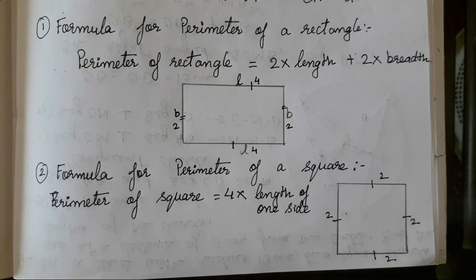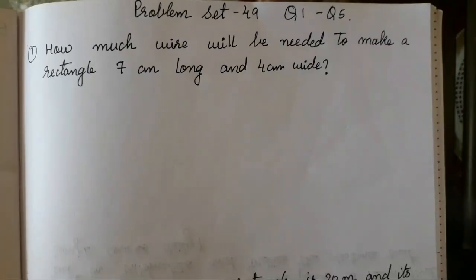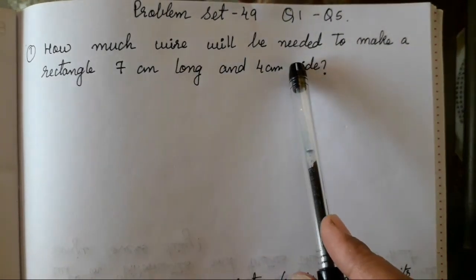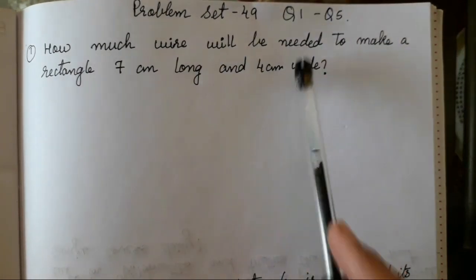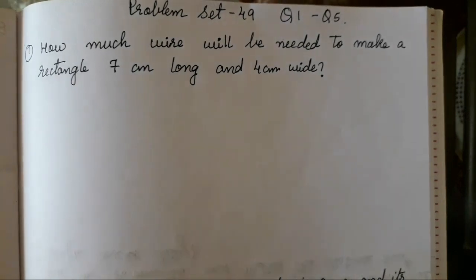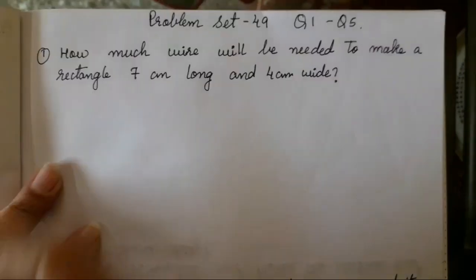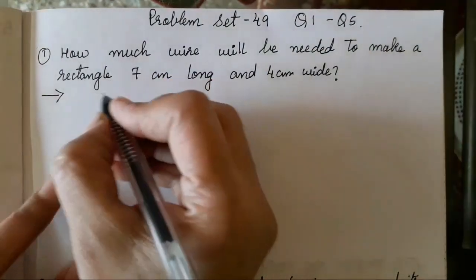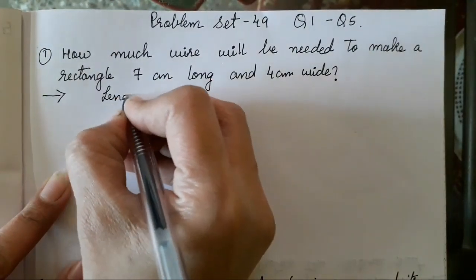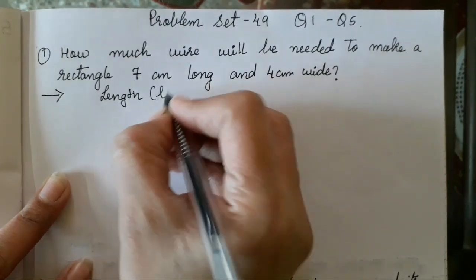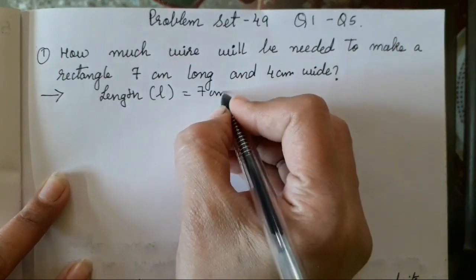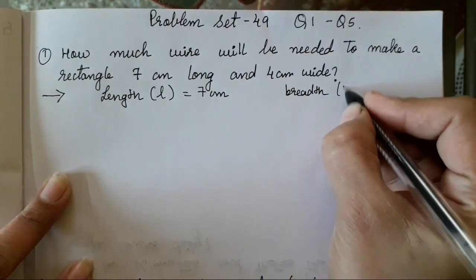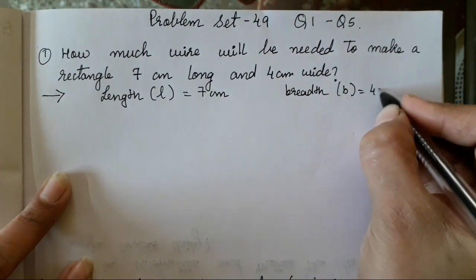Now let's solve the problem sums. The first sum is: how much wire will be needed to make a rectangle 7 centimeter long and 4 centimeter wide? Okay, so they have given a rectangle, that means we have to use the formula of a rectangle, for which we first write the length, or L, which is 7 centimeter, and the breadth, that is B, which is 4 centimeter.